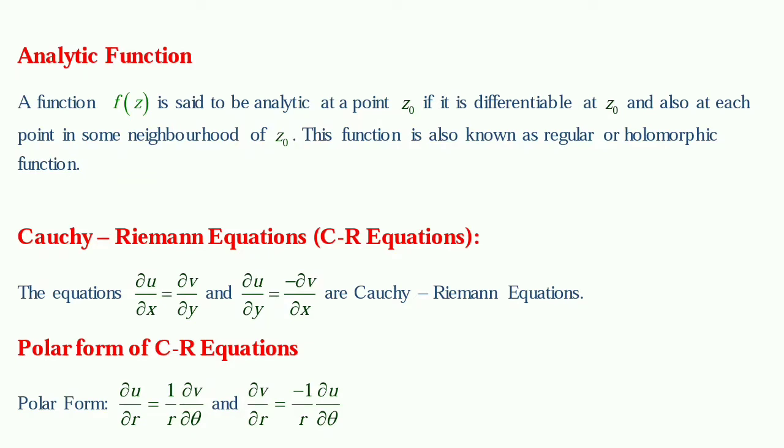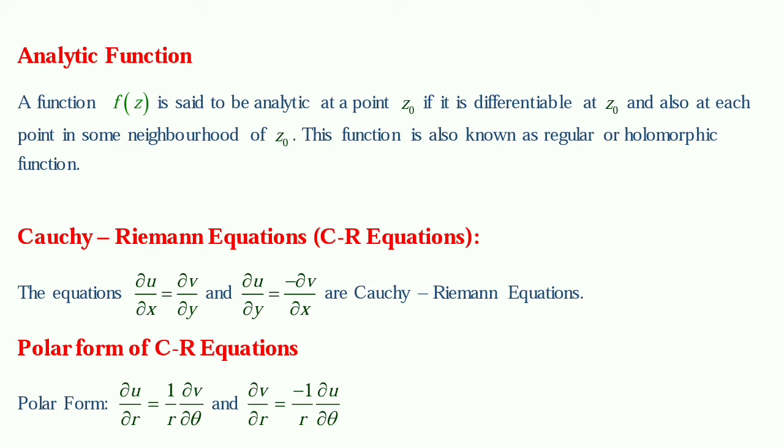Analytic function. A function f of z is said to be analytic at a point z0 if it is differentiable at z0 and also at each point in some neighborhood of z0. This function is also known as regular function or holomorphic function. So this is the definition for analytic function.